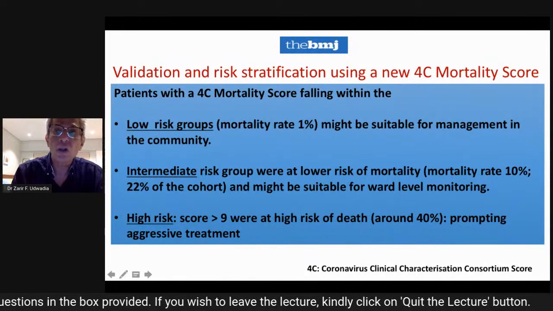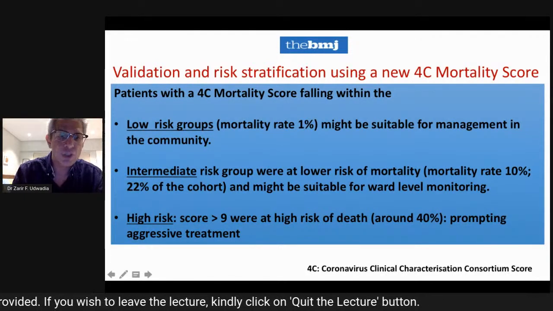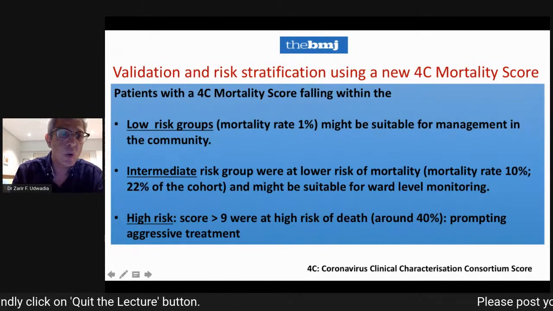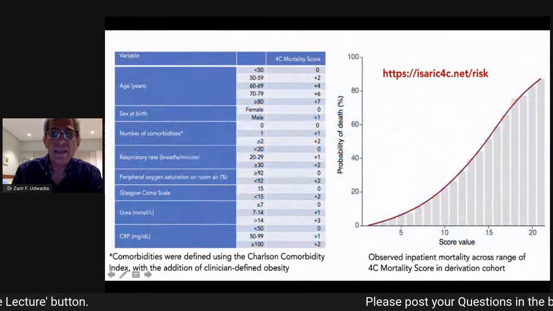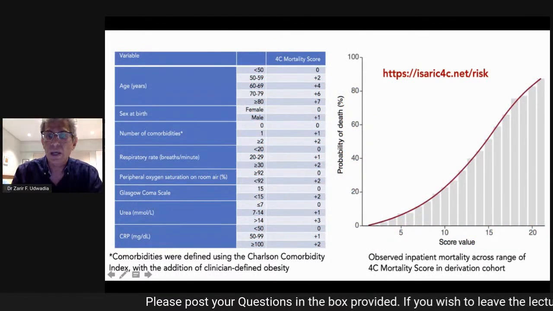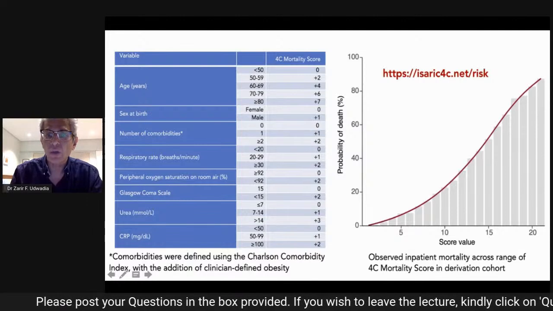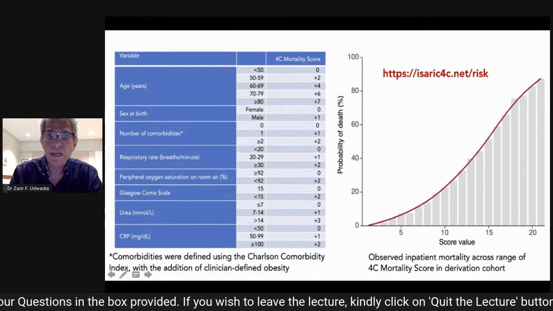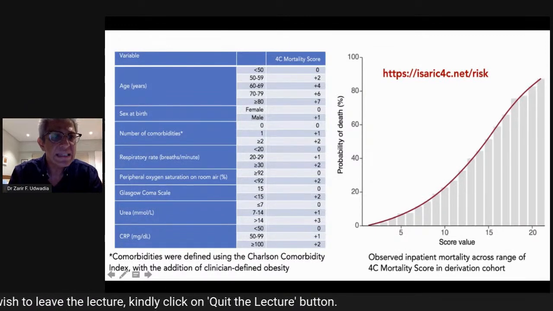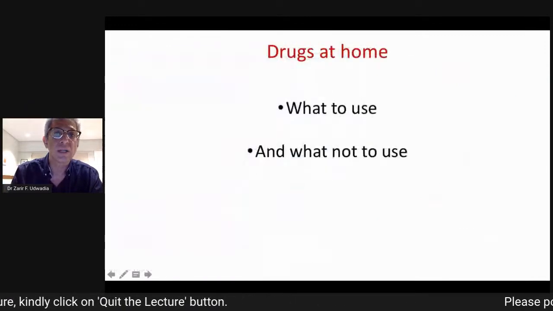This is a new score called the 4C mortality score, just out in the BMJ a while ago. Again, you can stratify into low, intermediate, and high risk. And this has very robustly stood the test of time. As the score value increases, the probability of death increases in almost a linear fashion, and quite easy to measure variables have been looked at.